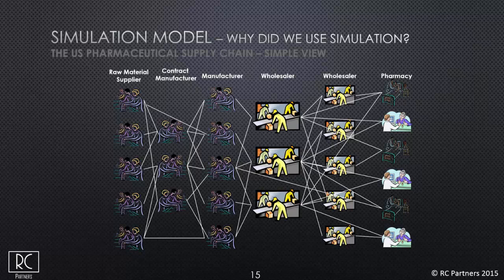We've got raw material suppliers to contract manufacturers. They also may be supplying directly to manufacturers. Manufacturers may be passing that product back to contract manufacturers, and then the finished product gets moved into the manufacturer's area. Obviously, wholesalers will purchase that product from the manufacturers, and then there's a whole slew of what we would call secondary or more regional wholesalers within the U.S. And then finally, it would be supplied to pharmacies, both retail and hospital pharmacies.